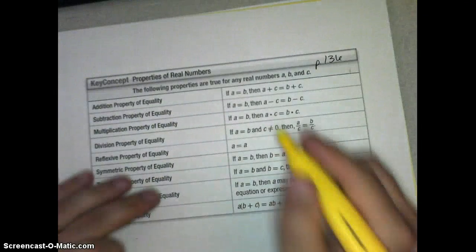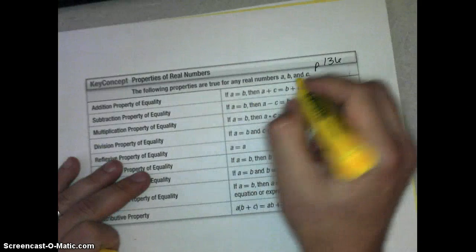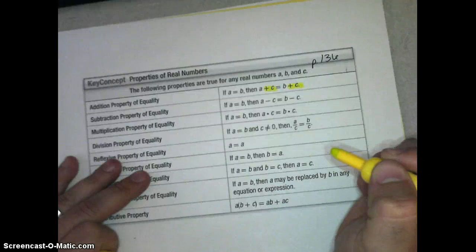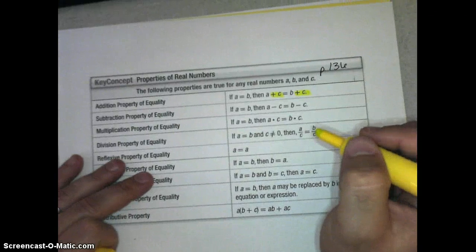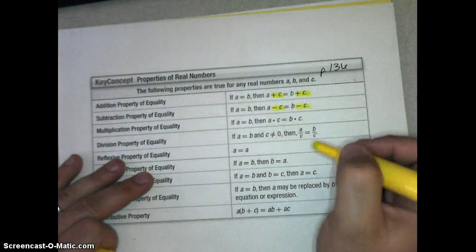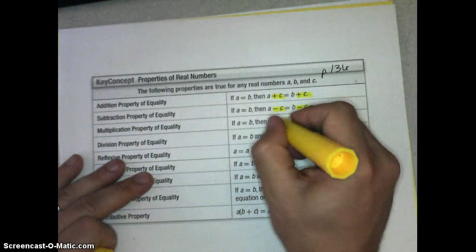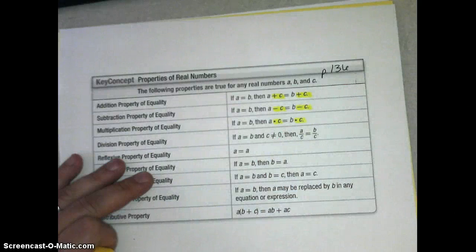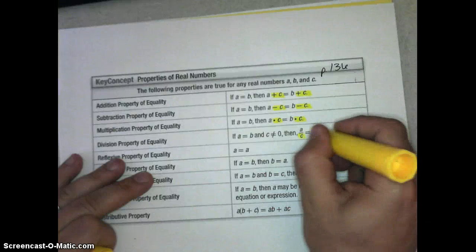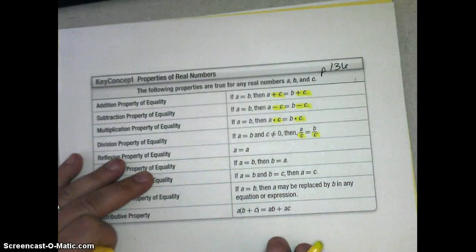These are the properties we talked about. The addition property of equality is the name for when we are solving an equation and we add the same thing to both sides. The subtraction property of equality is when I'm solving an equation and I subtract the same thing from both sides. Multiplication property of equality is when I multiply by the same thing on both sides. Division property of equality is when I divide by the same thing on both sides.